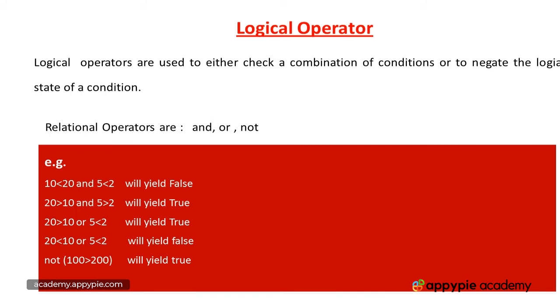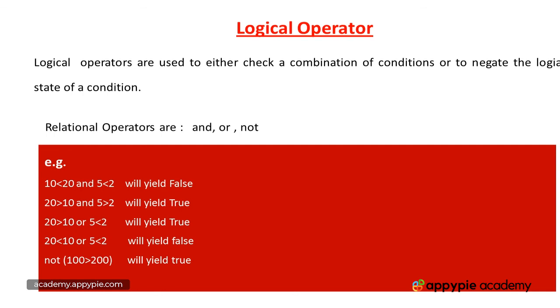Similarly, in the next example, I am writing 20 greater than 10 and 5 greater than 2. Now both conditions are true. 20 is greater than 10, 5 is greater than 2. So it will ultimately yield true. As far as the OR logical operator is concerned, only one condition needs to be true in order to have the final evaluation as true; the others can be false. So 20 greater than 10, this condition is true, or 5 less than 2, this condition is false. But even then, the final result will be true because one condition is true.